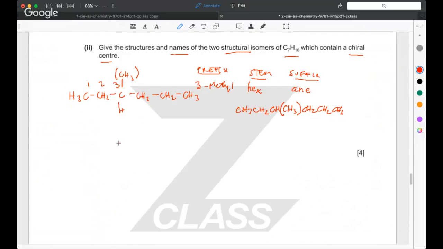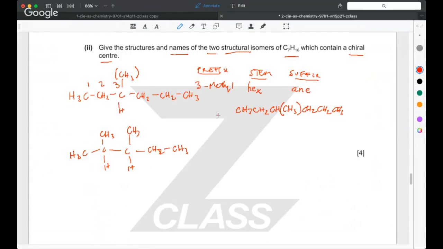All right, next one. Because you've got to get 2 structural isomers. The next one is like this. You've got that. You've got the carbon chain here. You've got another methyl group. Make sure you've got 4 bonds on the carbon. And then you've got another methyl group here. And then you've got another hydrogen atom there on the carbon. And then you've got CH2, excuse me, and then you've got CH3.